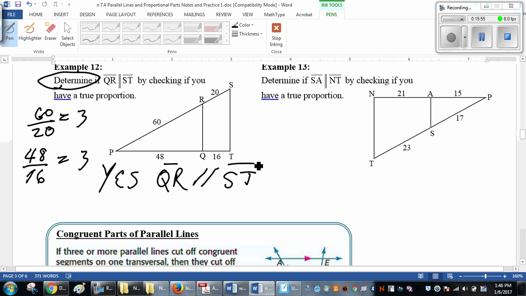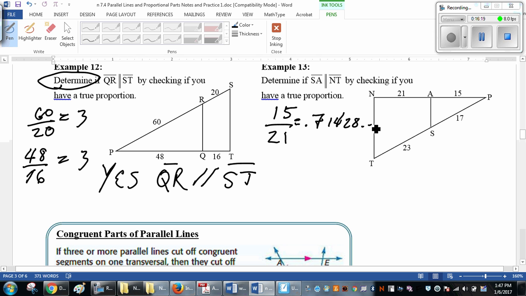All right. Same here with example 13. When we set up our proportions, we're just going to check the sides. 15 over its other piece, 21 on the same side. If we simplify that, we get, and I'm just going to put the decimal here because this is an easy way to check, put it in our calculator, I get 0.71428, and this keeps going.